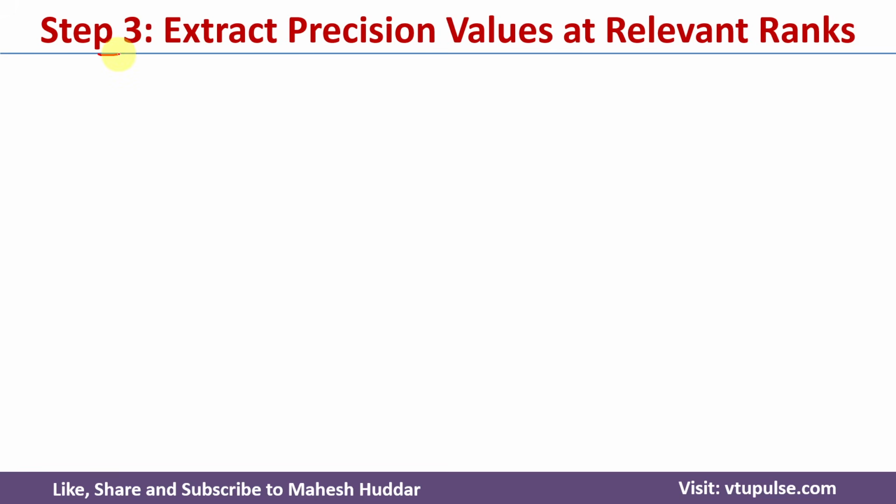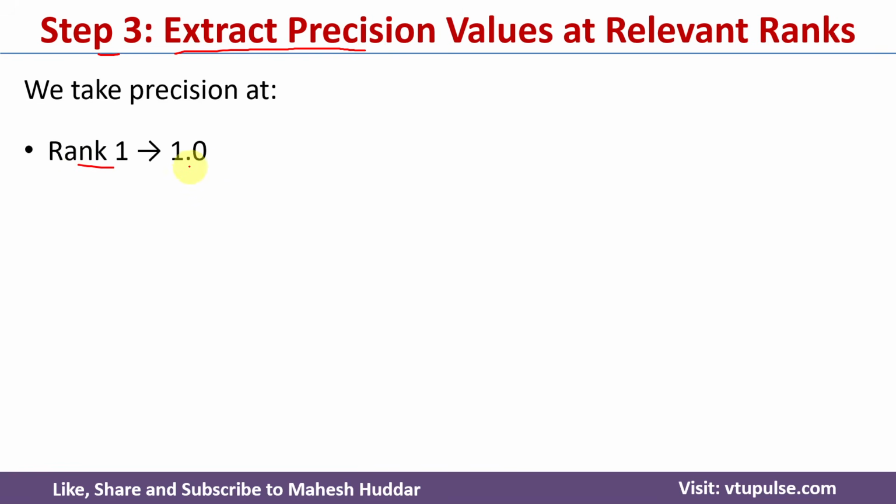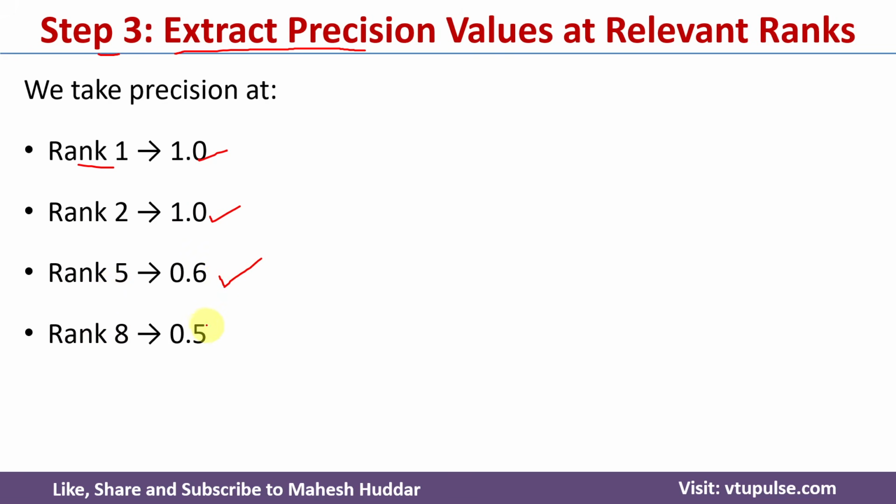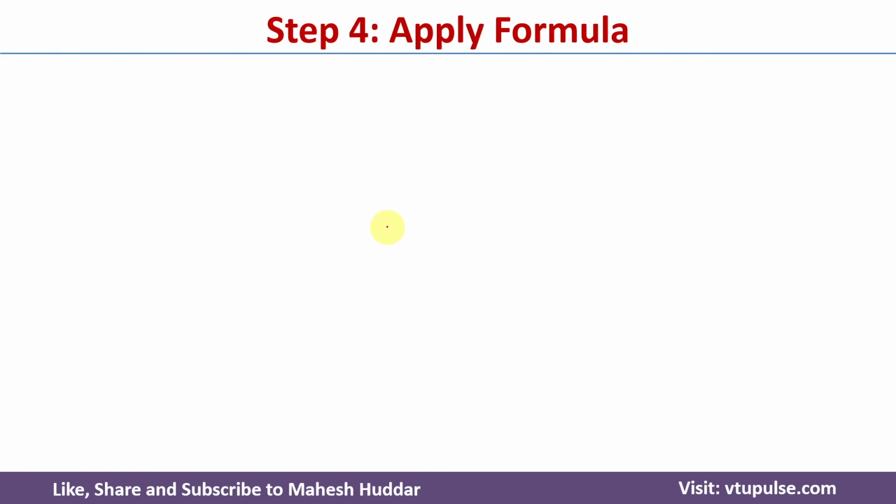In the third step, we need to extract the precision values at the relevant ranks. So at rank 1 we get the precision as 1 and at rank 2 we get the precision as 1. Again for rank 5 we got the precision as 0.6, for rank 8 we got the precision as 0.5, and for rank 12 we got the precision as 0.4167. Once you extract the precision values, next we need to apply the formula to calculate the average precision.